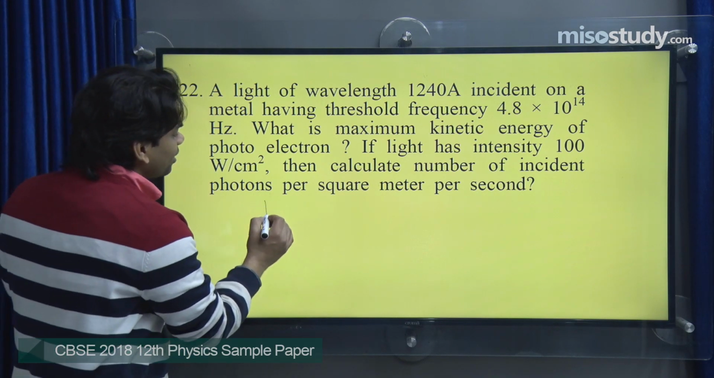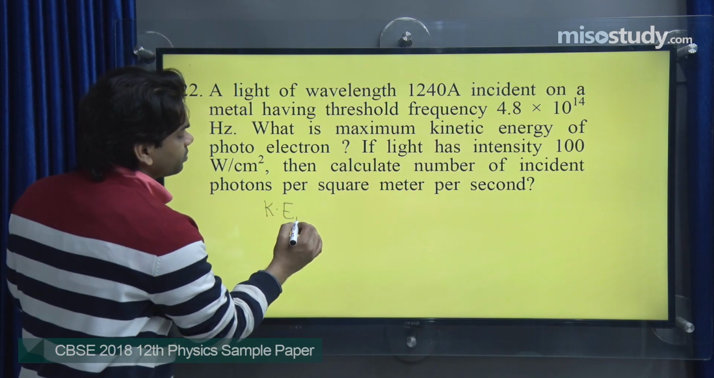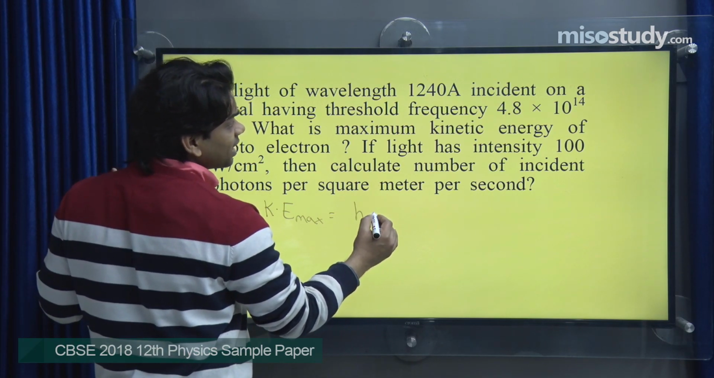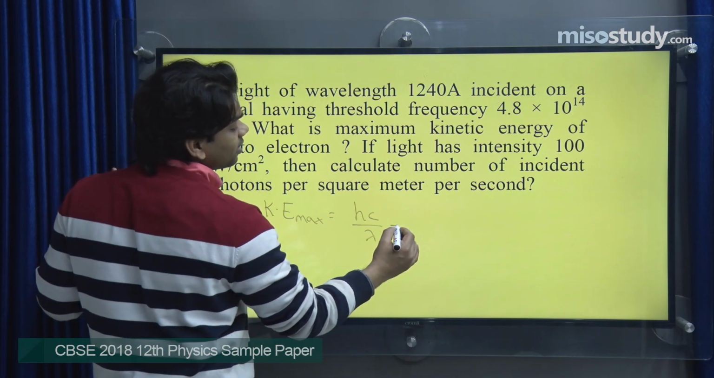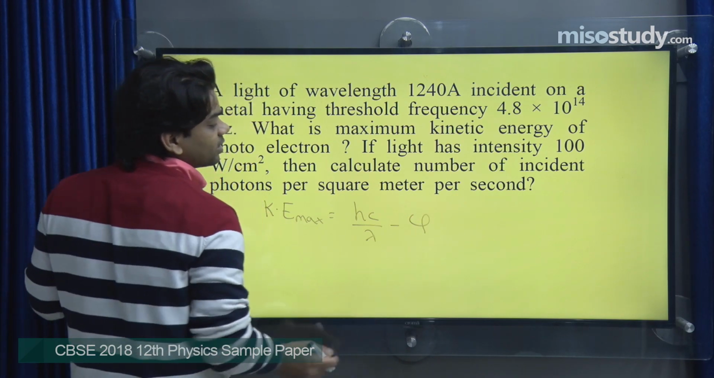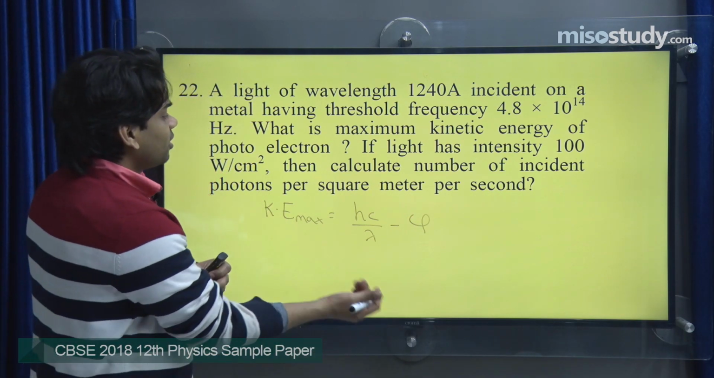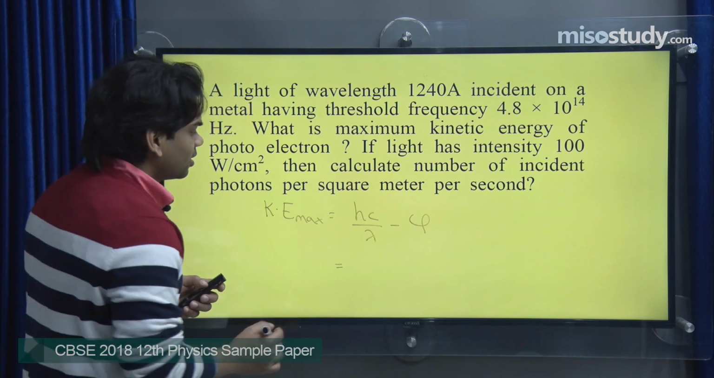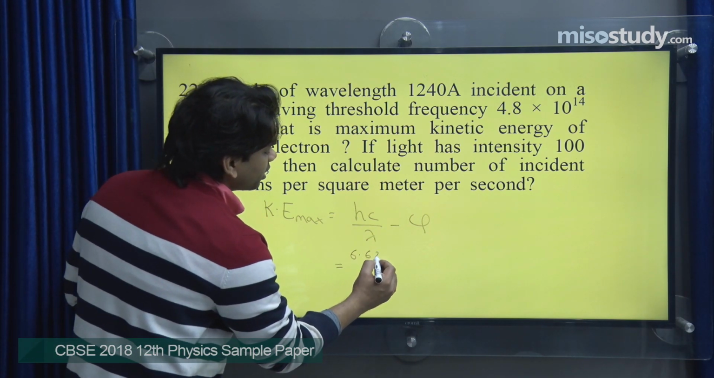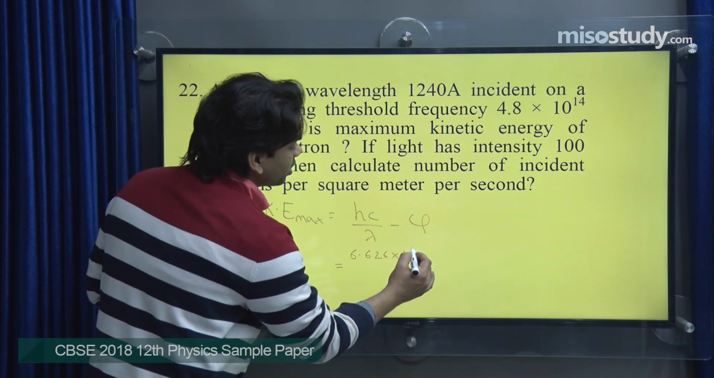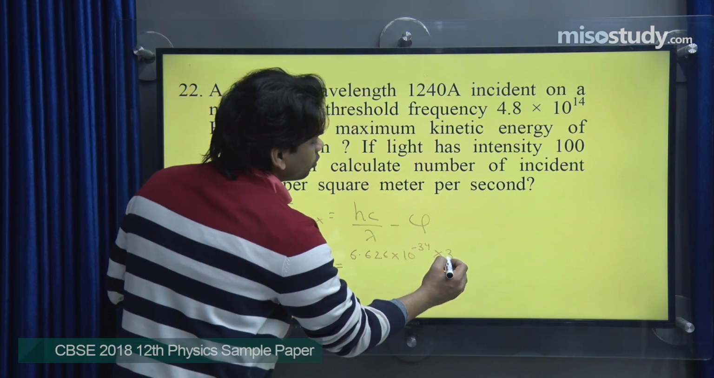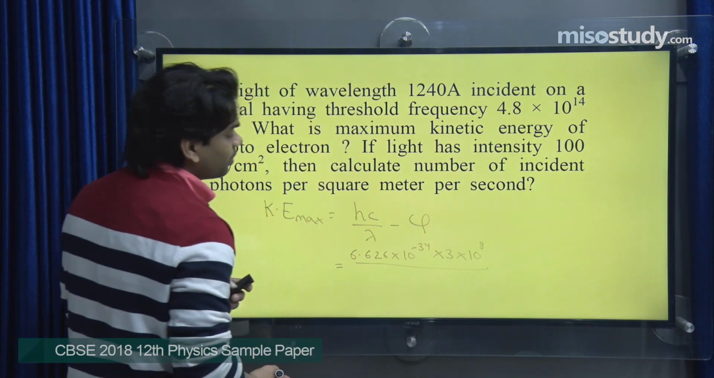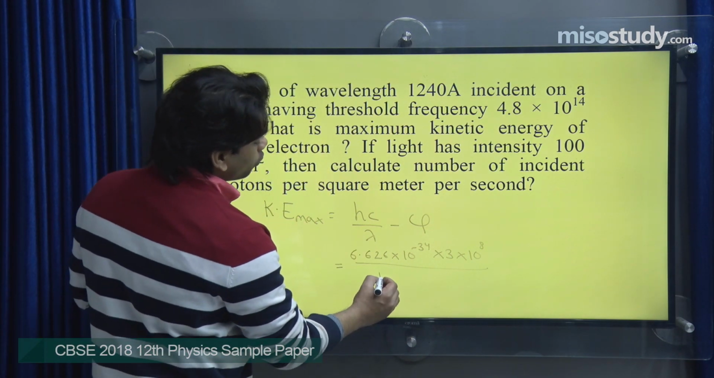Now see, the maximum kinetic energy, if you remember, will be given as the energy of incident light minus the work function, that is given by chi here. Now hc by lambda, you substitute the values and you will get the required answer. hc will be 6.626 into 10 to power minus 34 with proper units into 3 into 10 to power 8, divided by lambda, that is given as 1240 angstrom.